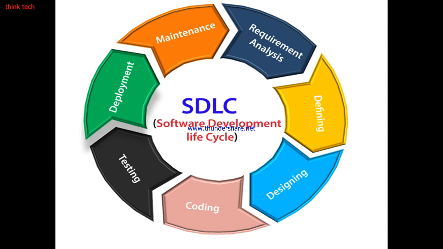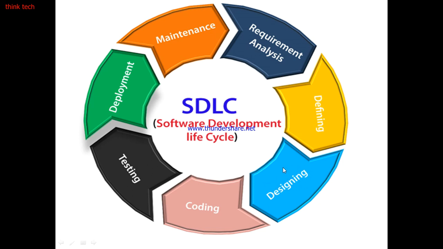After all this, the first one is the requirement stage. In the requirement stage, in short, the collection of data or information takes place. After the collection of the information from the customer, what they want, it goes to the next, that is defining. In defining, your product is defined or the need of the customer is defined. After defining, it goes to the designing phase.